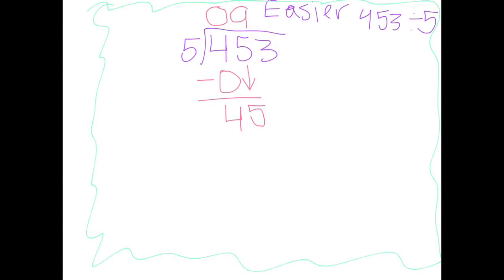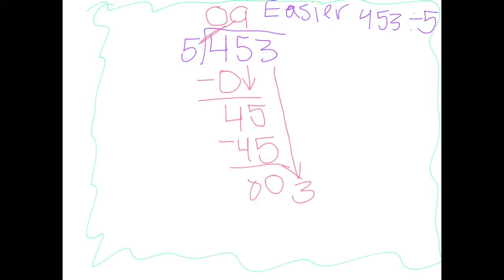So you want to write it right above the 5. And then you do 9 times 5, right here, which is 45. So you want to subtract 45 minus 45, which is 0. Then you want to bring down this 3.